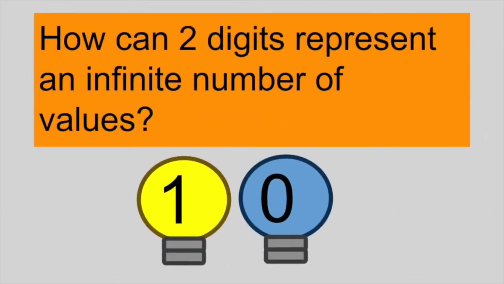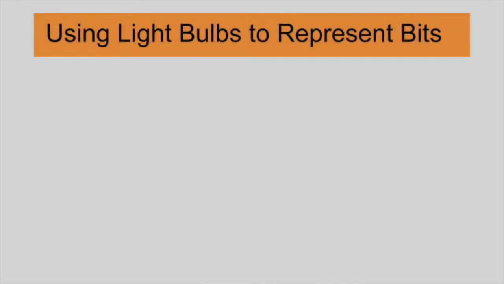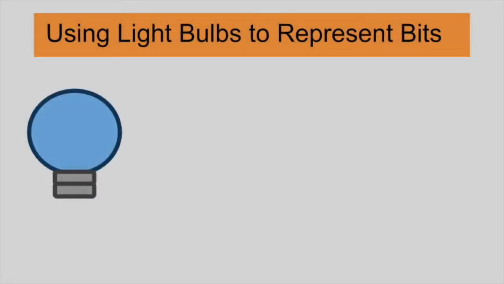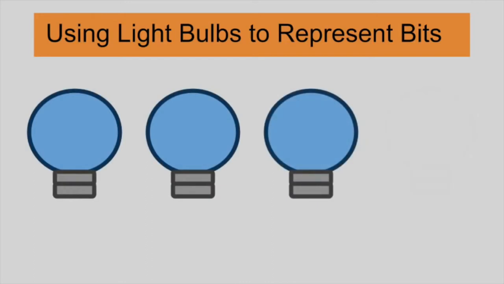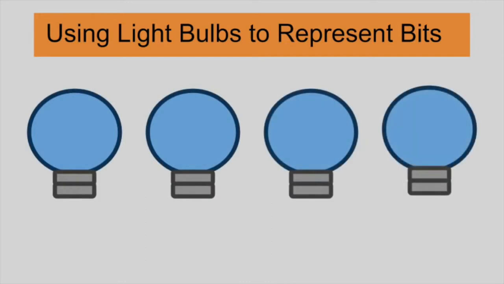So now that we know what bits are, let's learn how such a simple system can store such a wide array of information. We will now learn how to represent virtually any number using just ones and zeros. Let's use light bulbs to represent bits. Suppose we have an array of 4 light bulbs. When a light bulb is on, we can represent that on state as the digit 1. Conversely, we can represent the off state as the digit 0.